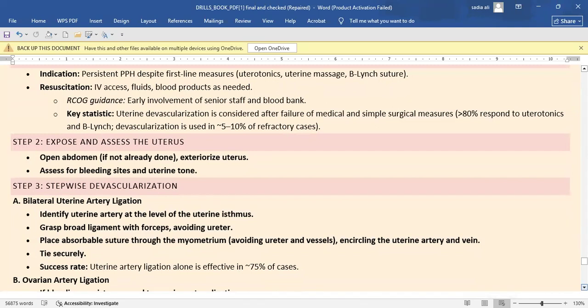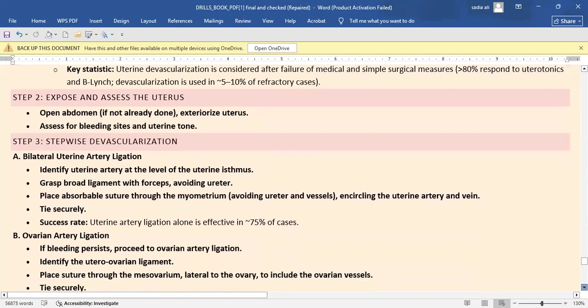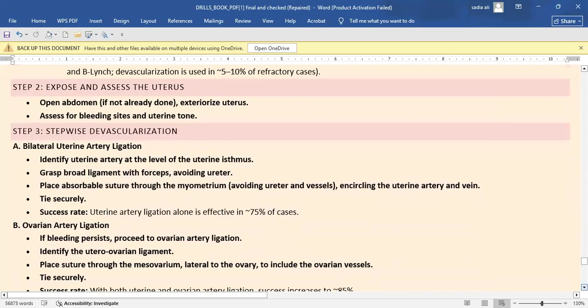I already told you, and then we have to check the bleeding site and the uterine tone, and then after externalization, the uterine artery we have to ligate bilaterally. First on the right side, then on the lateral side, and then after that we can ligate the uterine artery. So identification is very important.